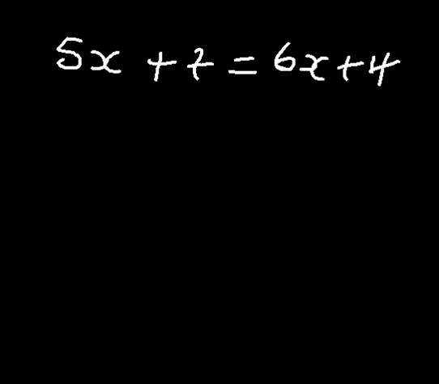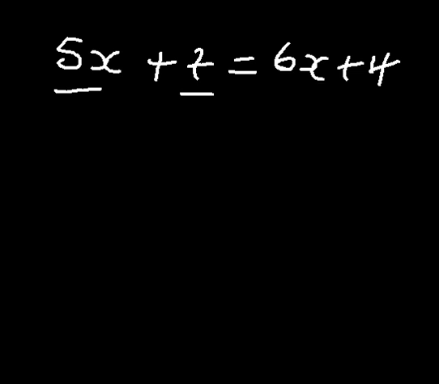Let's say we have this case: 5x plus 7 is equal to 6x plus 4. This is also a linear equation. Now how should we solve for x? We have four terms: a first term, a second term, a third term, and a fourth term.